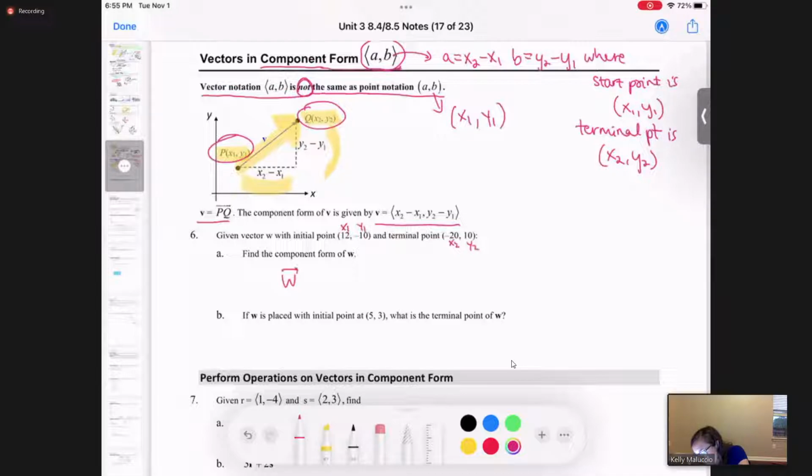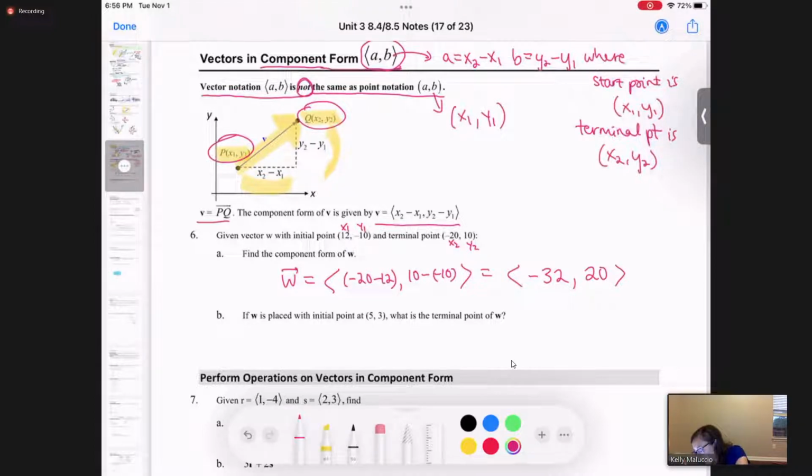So if I want to find the component form of W, I would say, okay, this is going to be x2 minus x1, so -20 minus 12. Then comma, y2 minus y1, so 10 minus -10. So I get -32 in the first component, and then +20. Okay, and I'm not great at writing these brackets, but I'll do my best.